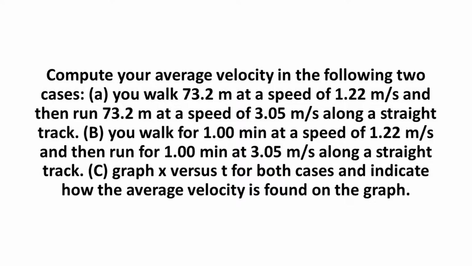Now let us get into the second problem. Compute average velocity in the following two cases. You walk for 73.2 meters at a speed of 1.22 meters per second, and then you run for 73.2 meters at a speed of 3.05 meters per second along the straight path. Then B question is, you walk for 1 minute at a speed of 1.22 meters per second and then run for 1 minute at 3.05 meters per second along a straight track. Third question is, graph x versus t for both the cases and indicate how you could calculate the average velocity.